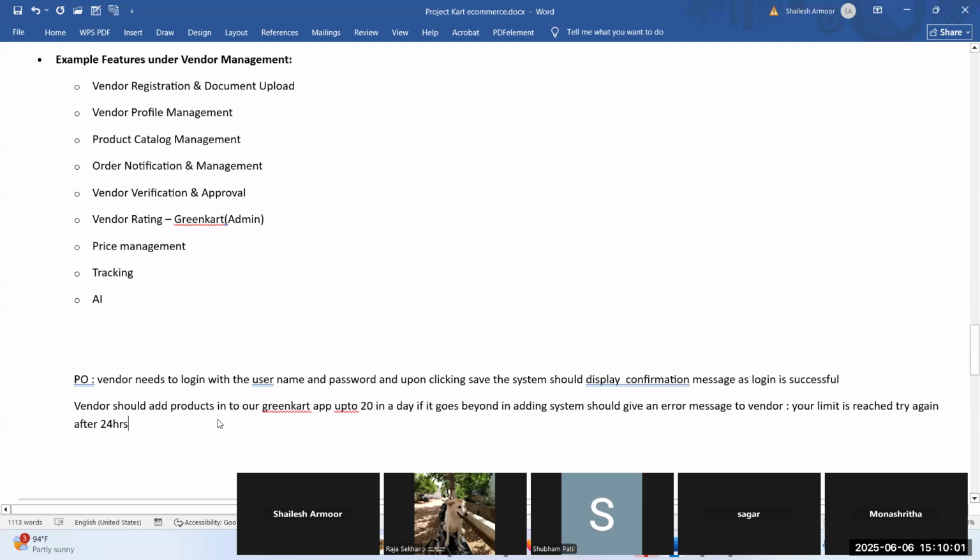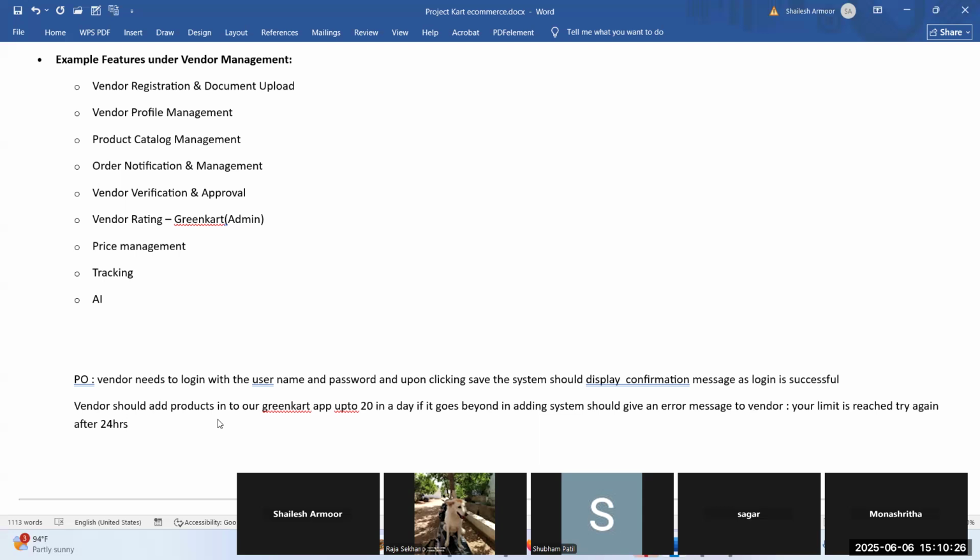In a day, I need only 20 products to be added by the vendor. In case he adds more than that, I want the system to throw an error message saying that your limit is reached. Try again after 24 hours. Is it clear? Do you have any doubts? You can ask doubts.